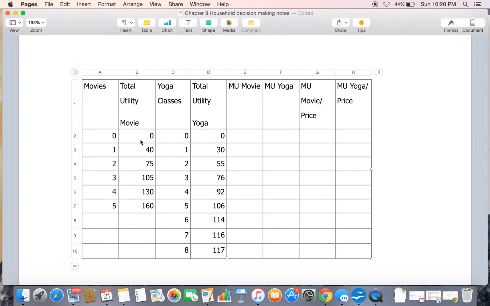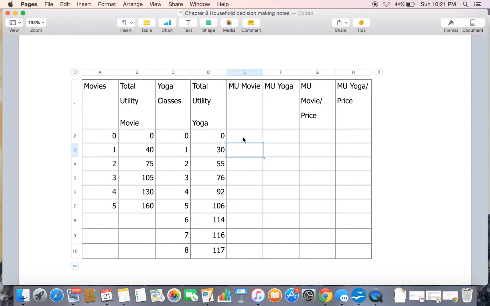The same goes for yoga. For different amounts of yoga classes that I'm going to take in this time period, I'm going to gain total utility from doing it. If I go to 4 yoga classes in a week, that's going to yield 92 utils of satisfaction. So the first thing we want to do is compute marginal utility.